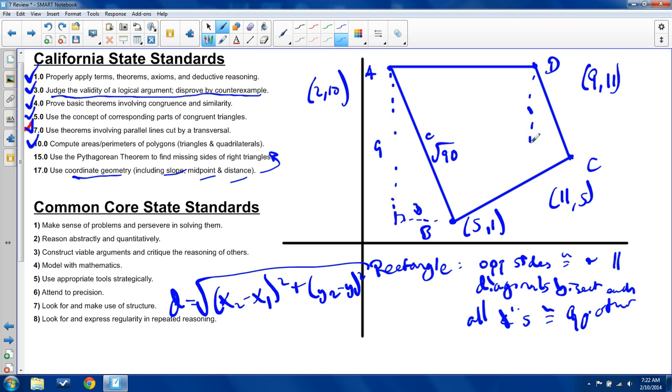So let's go and do the same thing. Remember, that's just Pythagorean theorem. I'm doing a squared plus b squared equals c squared, and I'm solving for that c, this little c right here. The distance between 11 and 5 is 6, and the distance between 9 and 11 is 2. So this is 6 squared plus 2 squared, which is the square root of 40 right there.